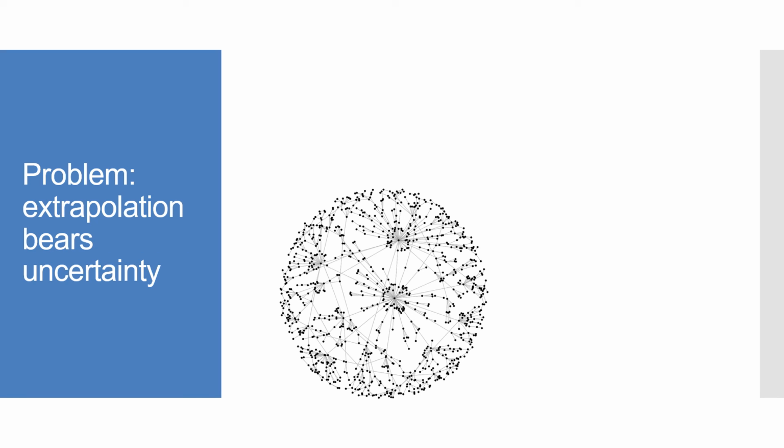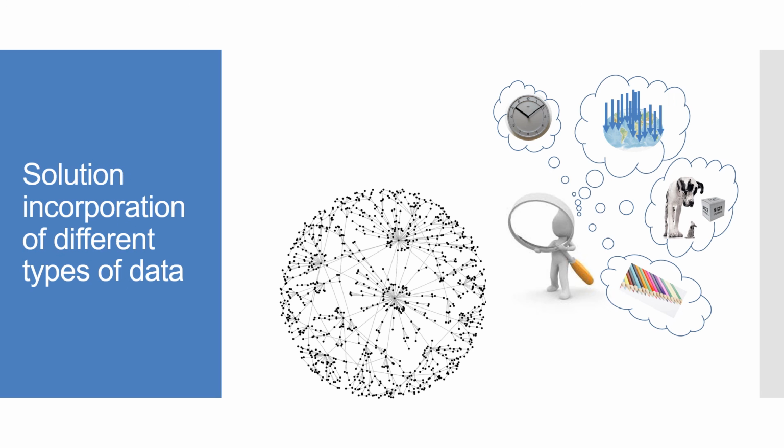The problem? Extrapolation bears uncertainty. However, we may lower uncertainty by combining different types of data. Just think about genomics, transcriptomics, proteomics, metabolomics, single-cell data, all combined in a multi-layer network. And given the advance of technologies and some supercomputers, I think we are already going in that direction.